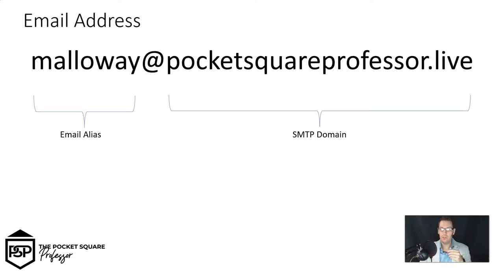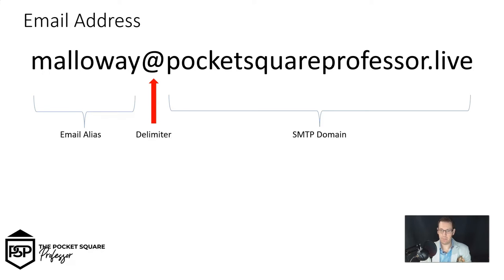But for now, this particular user is my account. I have an email address of mAlloway at pocketsquareprofessor.live. So the very first thing that the server looks for is this at sign, because this is a delimiter. Everything to the right of it is going to be the SMTP domain. Everything to the left of it is going to be the email alias. So when Exchange Server, which we're going to be talking about, gets a piece of mail, it's going to break it down based off of this and deliver it accordingly.